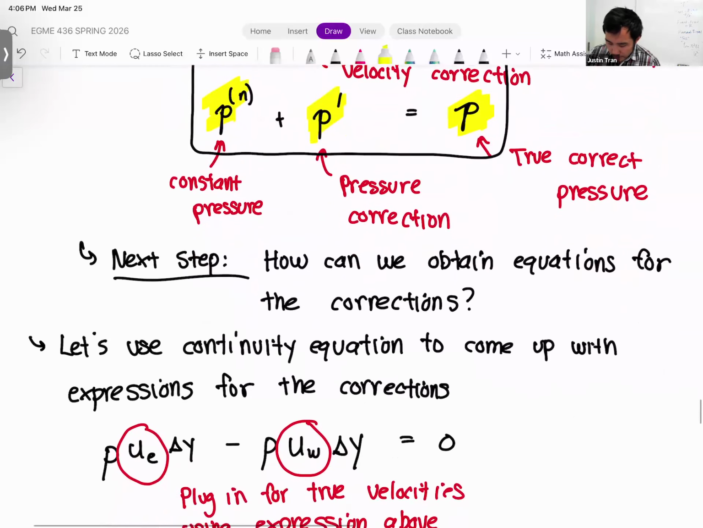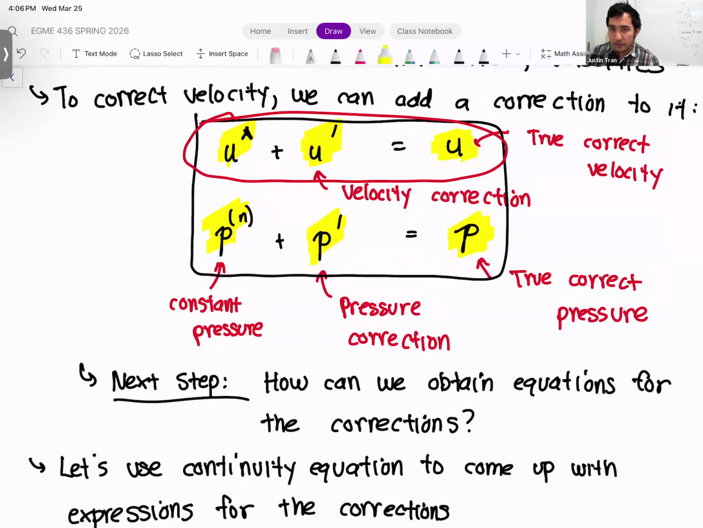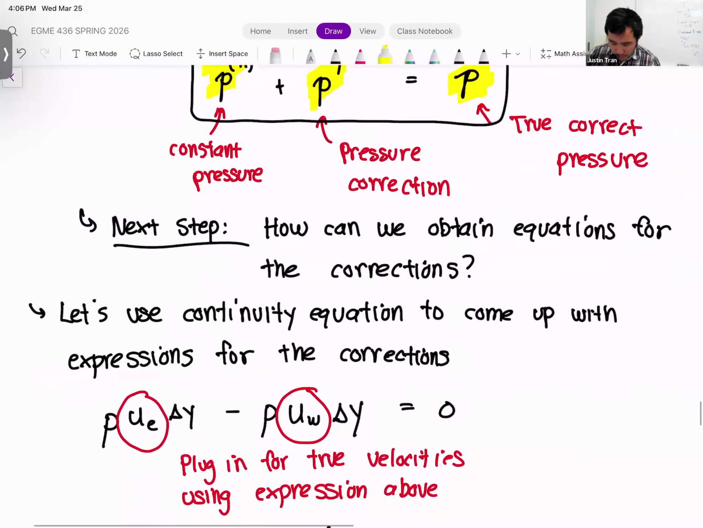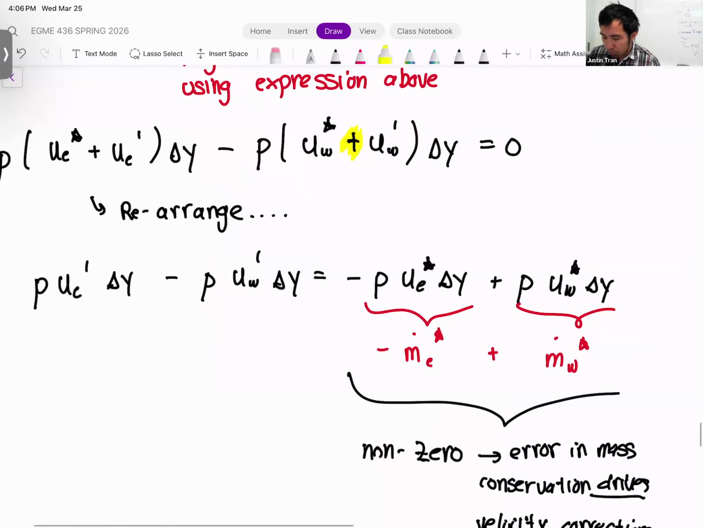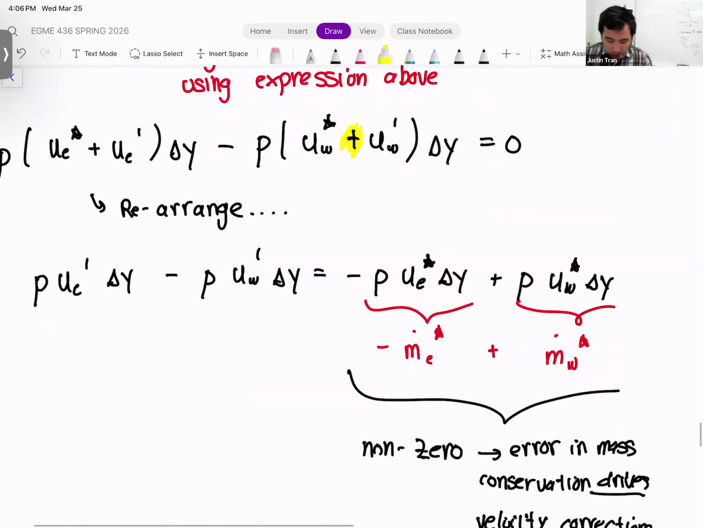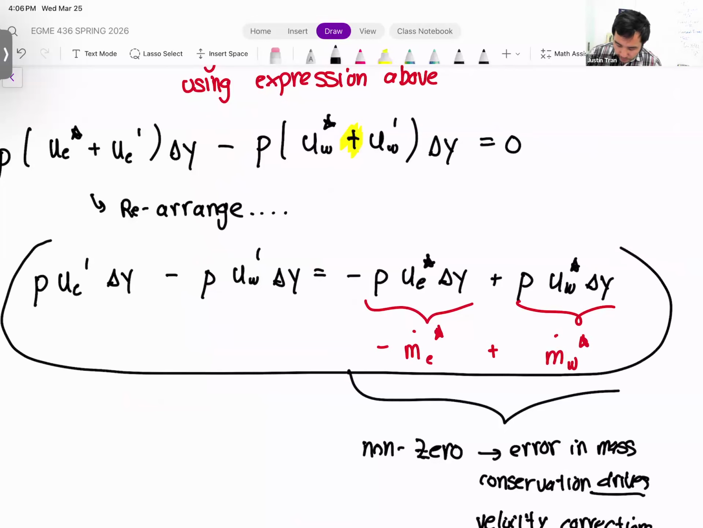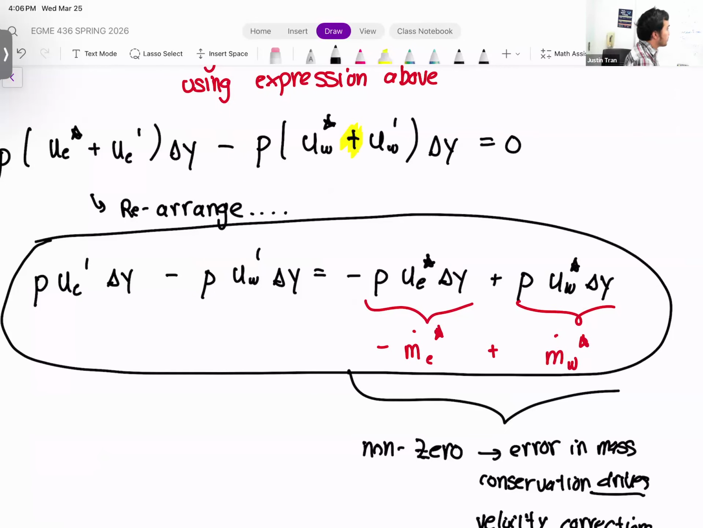The last thing that we did was take these equations for our velocity and pressure correction and apply them directly to our continuity equation, and we ended up with this expression right here. The way to interpret this equation is that this is essentially our conservation of mass, but we've split it up into two sides. On the left-hand side, these are our continuity terms that involve our velocity corrections.